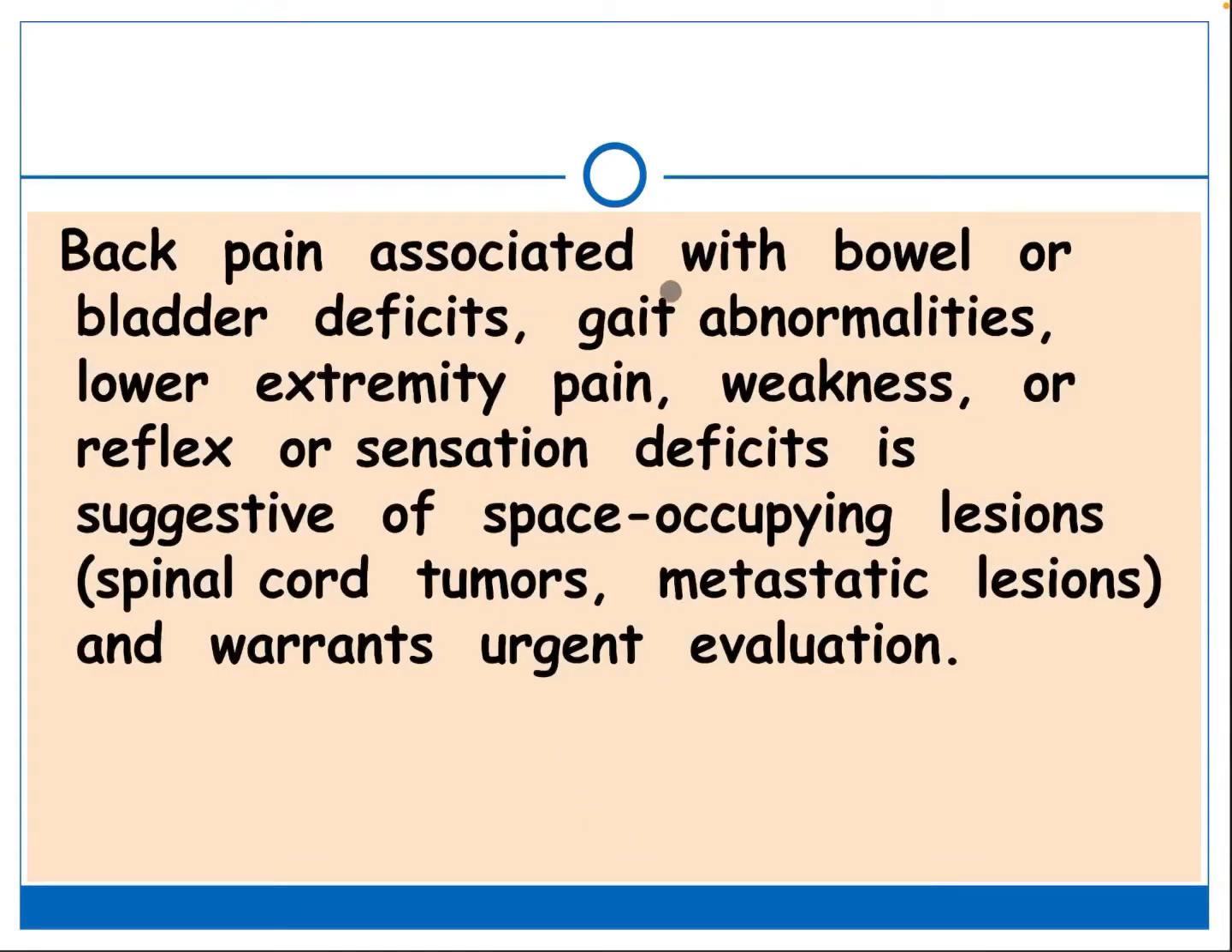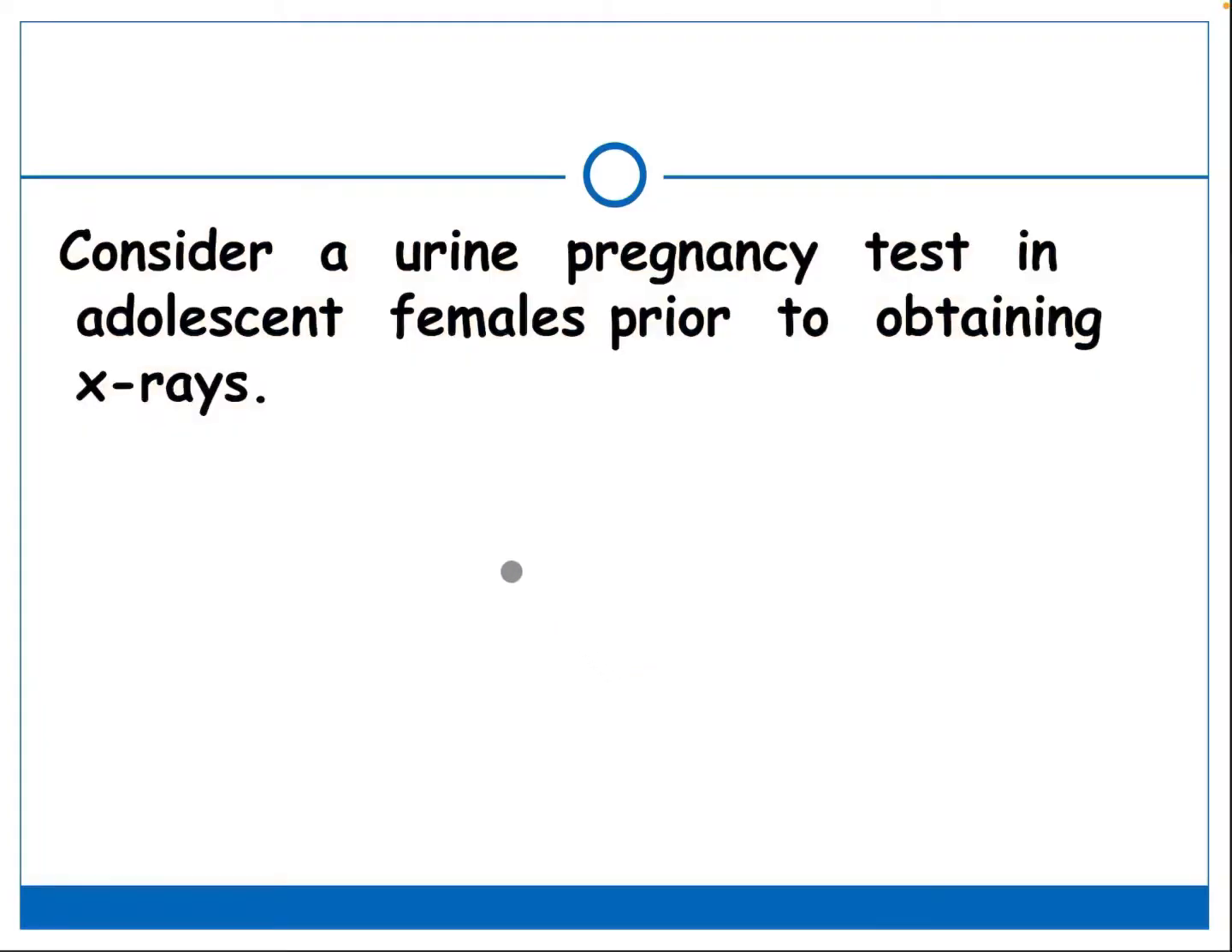back pain associated with bowel or bladder deficit, gait abnormality, lower extremity pain, weakness or reflex or sensation deficit is suggestive of space-occupying lesion, spinal cord tumor, metastatic lesion, and warrants urgent evaluation. Consider a urine pregnancy test in adolescent females prior to obtaining X-ray.